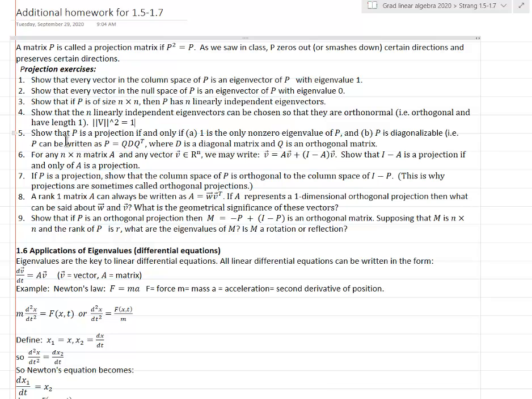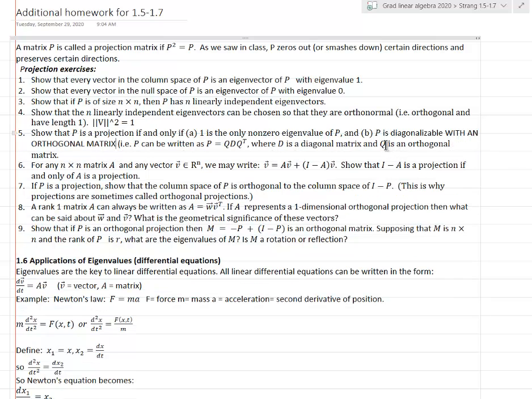Okay. All right, now show that P is a projection if and only if (A) 1 is the only non-zero eigenvalue of P, and (B) P is diagonalizable. That is, P can be written as Q D Q transpose, where D is a diagonal matrix and Q is an orthogonal matrix. So I should say that (B) is diagonalizable with an orthogonal matrix, because sometimes you might have a diagonalization where the matrix is not orthogonal. So it's diagonalizable with an orthogonal matrix. Remember that Q is orthogonal means that Q transpose equals Q inverse. So let me just add that too.